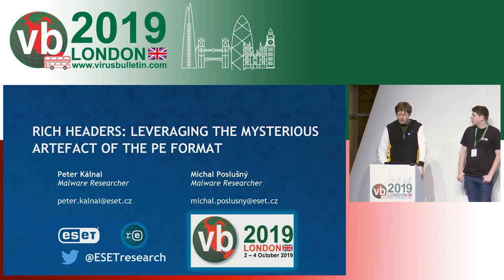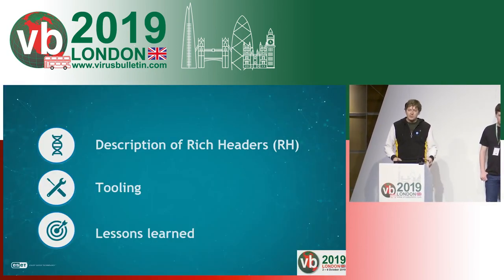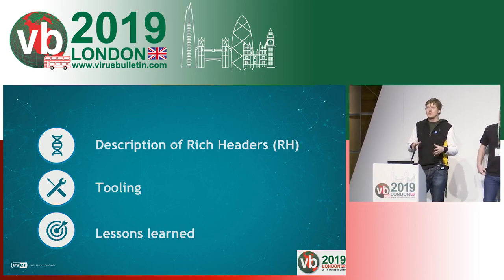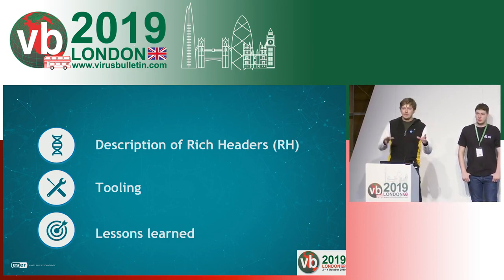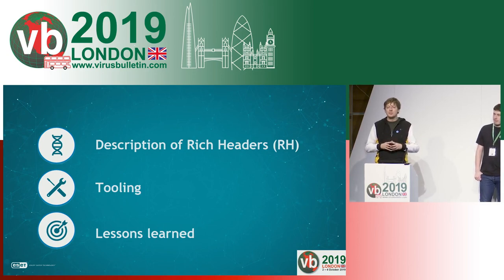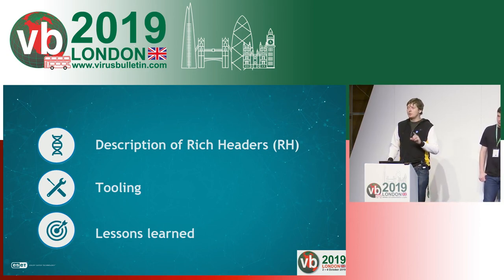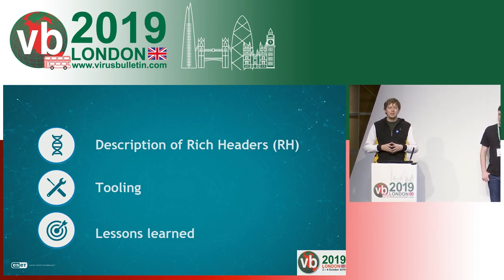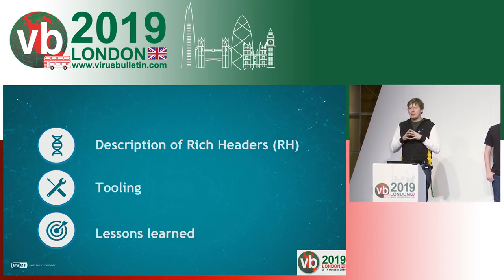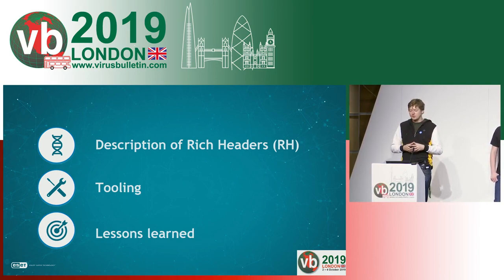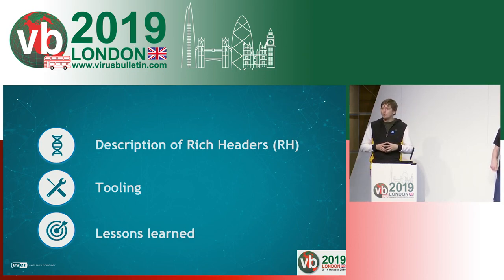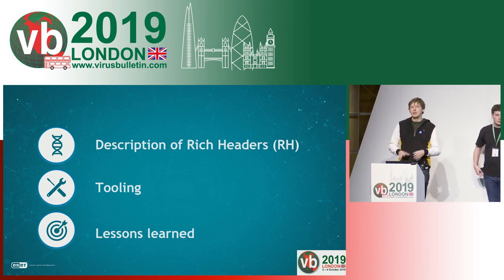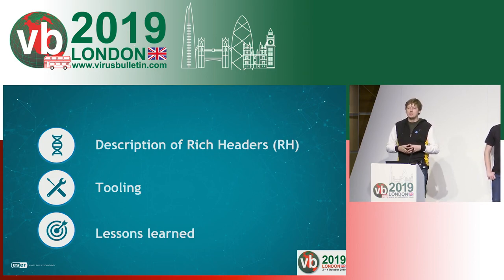The outline of our talk is as follows. We start with a brief description of rich headers, briefly RH, just to be safe that we are on the same side. And then we show the tooling, like how we designed the database that stores the rich headers data and which tools we use to leverage this piece of information. And finally, we will conclude with lessons that we learned, like tracking the feeds, delivering stuff based on rich headers.